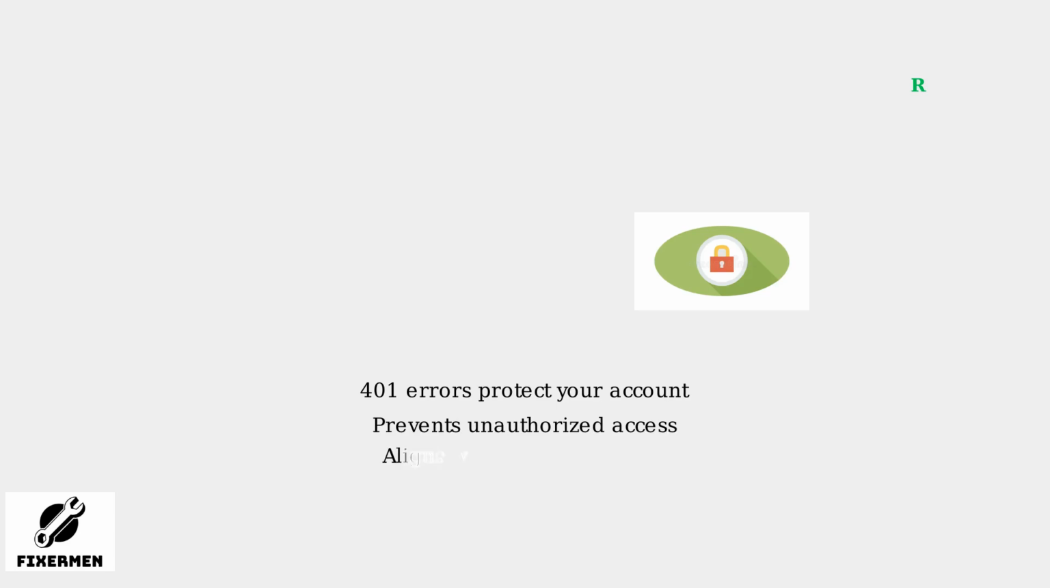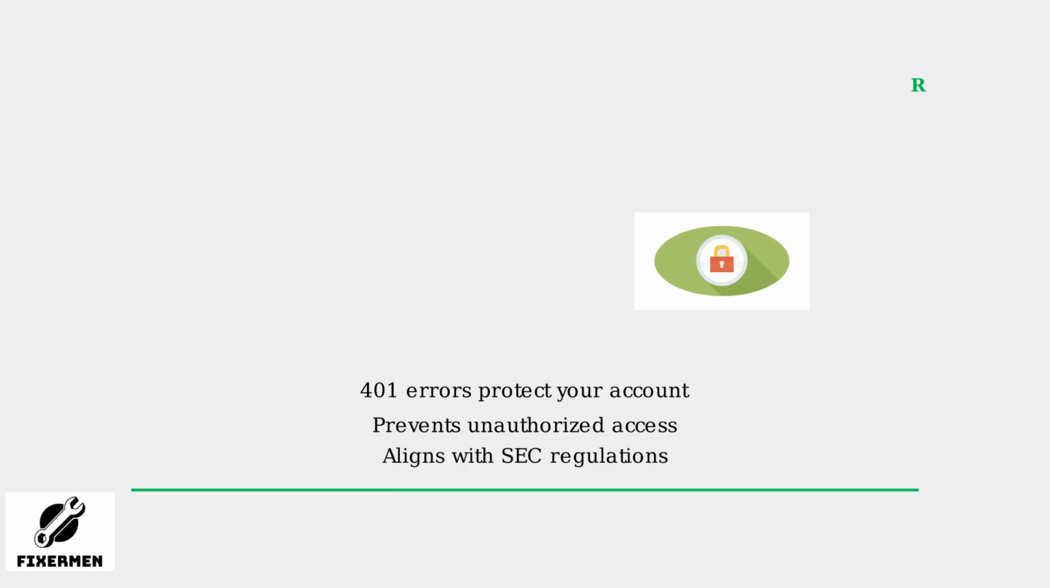While 401 errors can be frustrating, they serve a crucial security purpose in protecting your Robinhood account. These authentication failures act as a barrier against unauthorized access, ensuring that only you can access your financial information and execute trades. This aligns with strict financial security regulations that require apps like Robinhood to maintain robust authentication measures, helping prevent potential breaches and fraud. Understanding this protective role can make troubleshooting these errors feel more worthwhile, as they contribute to keeping your investments safe.